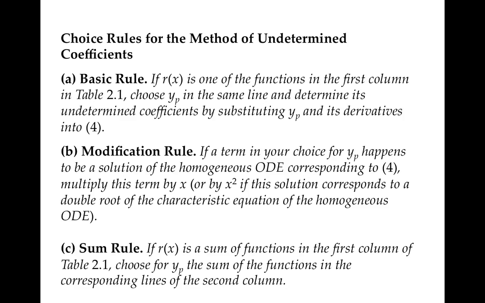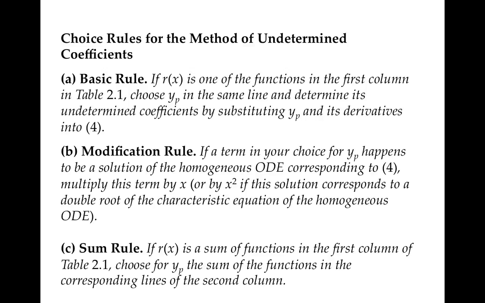Okay, so here are some rules for the method of undetermined coefficients. Rule number 1: if your function r, your inhomogeneous part, is one of the functions in the first column in that table that we just looked at, then you want to choose your particular solution in the same line of the table, and you determine its undetermined coefficients by substituting that particular solution and its derivatives into your differential equation.